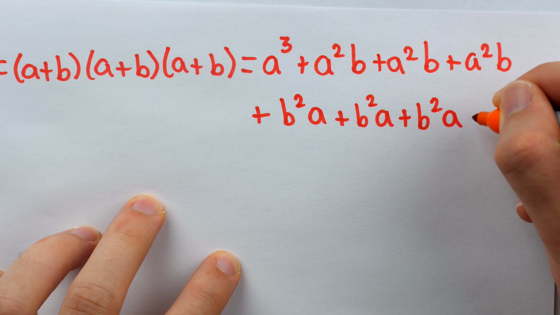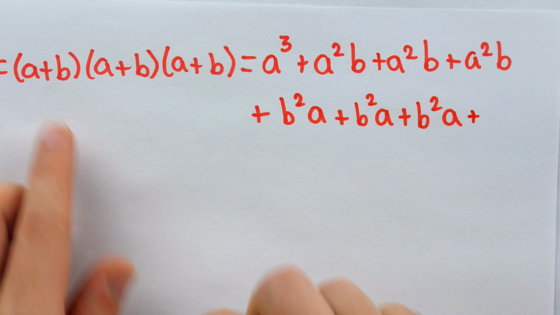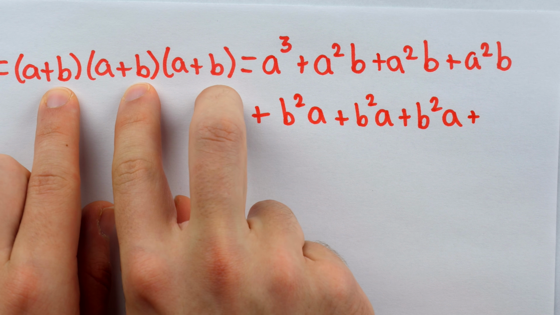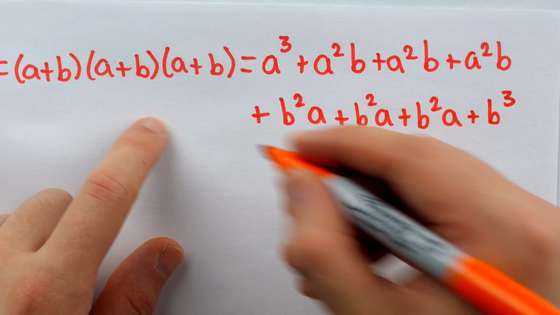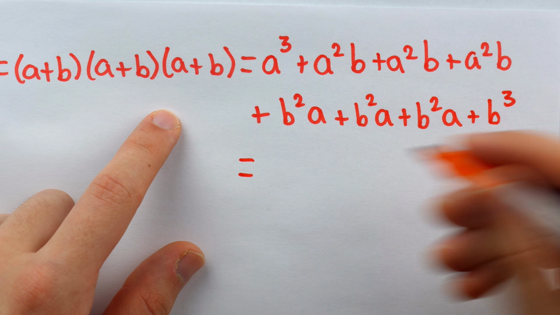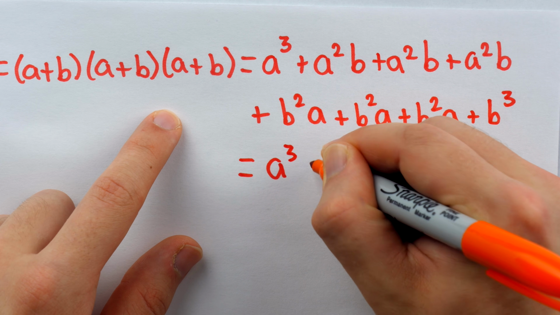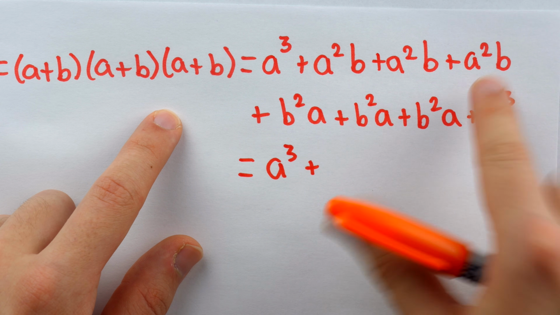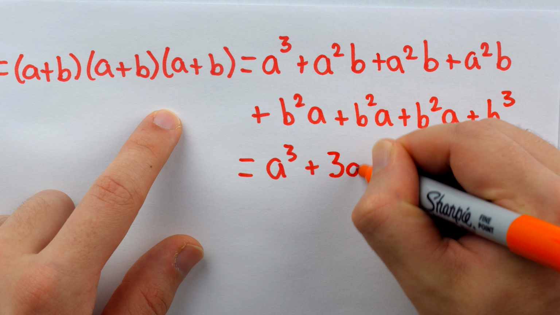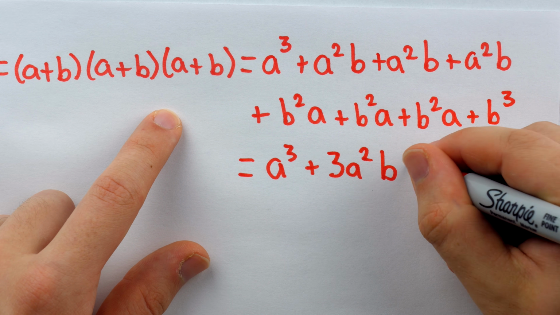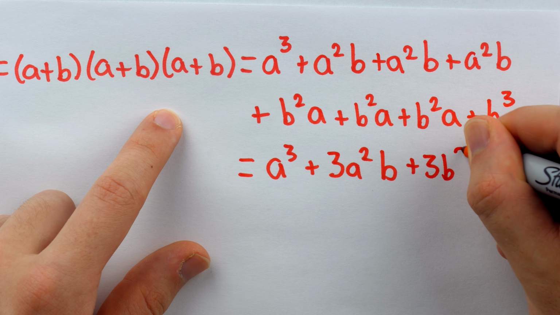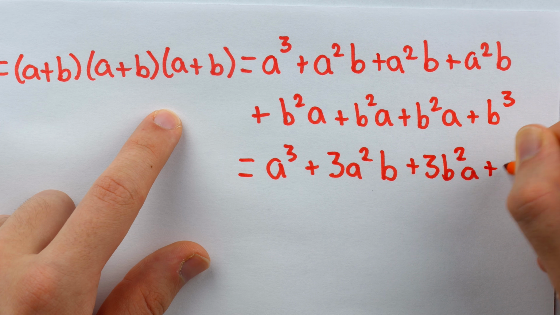The only other possibility we haven't accounted for is choosing b from all three factors, which would thus multiply to b cubed. This gives us our final answer for the multiplication. It's a cubed plus 1, 2, 3 a squared b plus 1, 2, 3 b squared a, and then finally plus b cubed at the end.